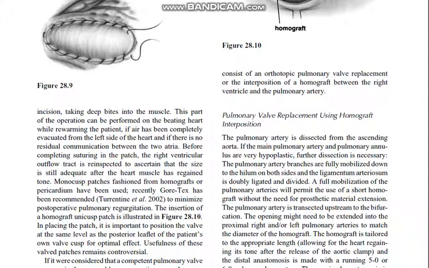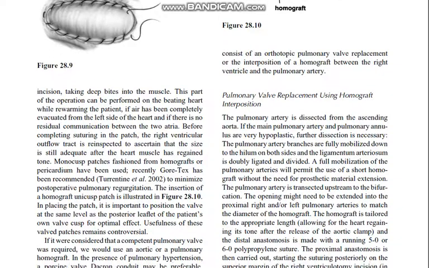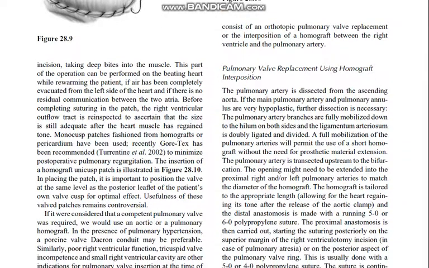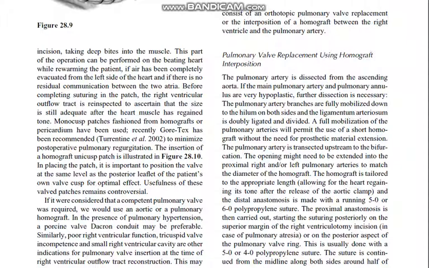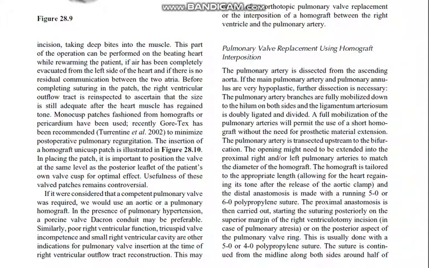Usefulness of this valve patch remains controversial. If it were considered that a competent pulmonary valve was required, we would use an aortic or a pulmonary homograft. In the presence of pulmonary hypertension, a porcine valve Dacron conduit may be preferable. Similarly, poor right ventricular function, tricuspid valve incompetence, and small right ventricular cavity are other indications for pulmonary valve insertion at the time of right ventricular outflow tract reconstruction.